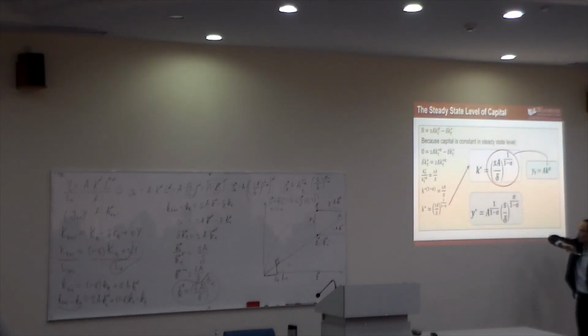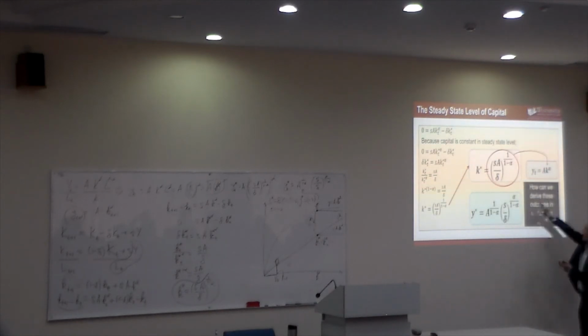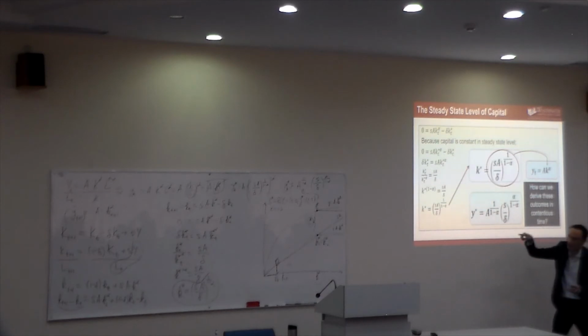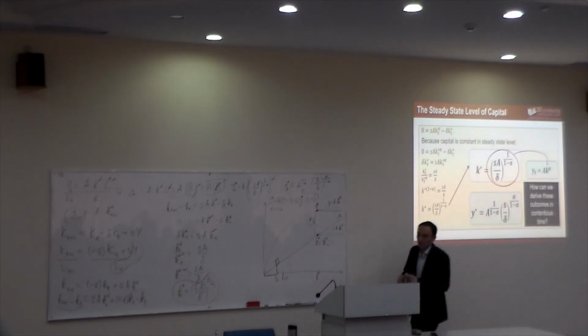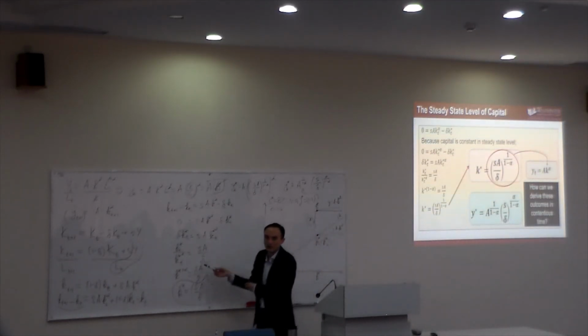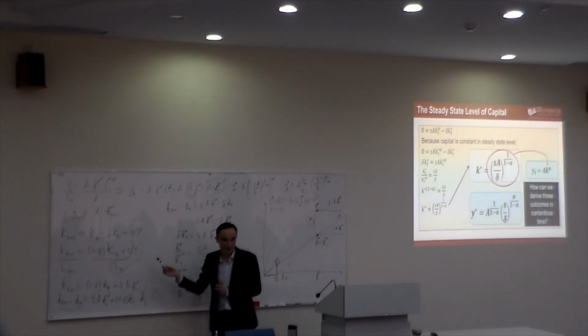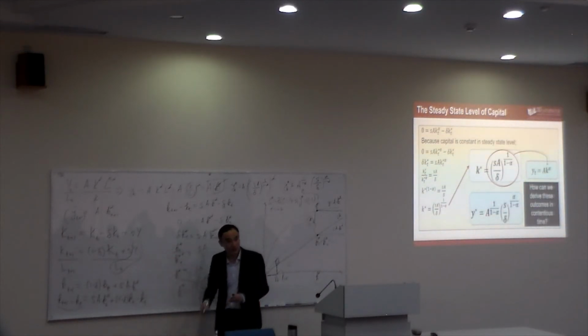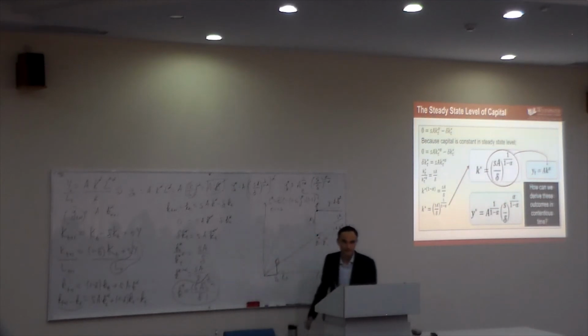Output and consumption are also given. How can we derive the outcomes in continuous time? We will do it during the seminar. Okay? So now we derived it based on discrete time, but in terms of continuous time, it's going to be very different, but more convenient. Okay? Good.